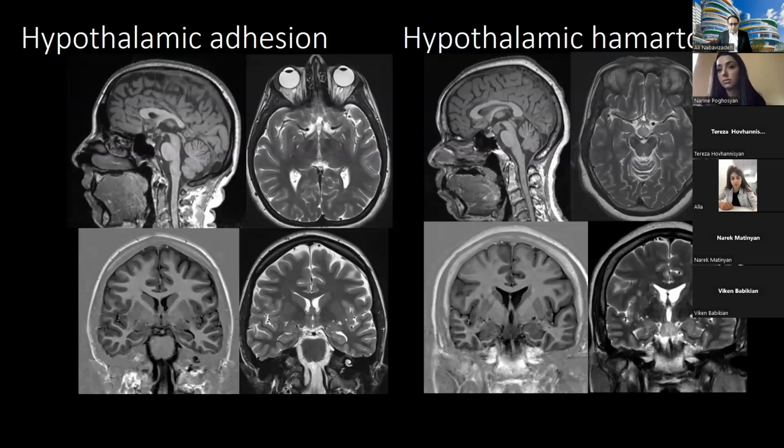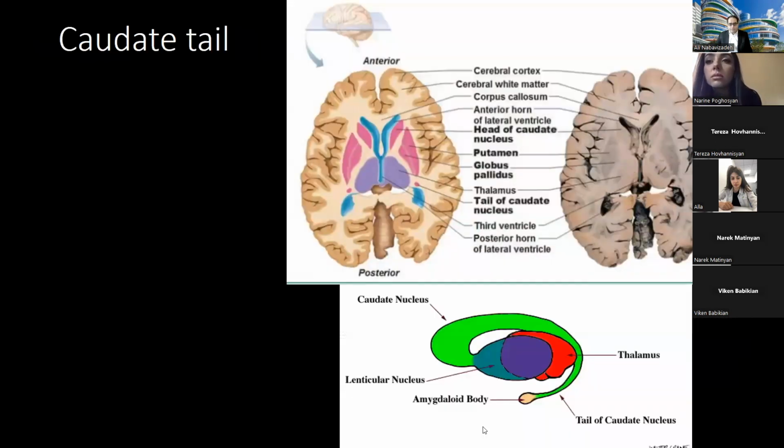So I'll show you a few more examples. This is again a hypothalamic adhesion here. When you look at the axial, it is clear that we're not dealing with a mass. This is just an adhesion. This is a hamartoma, which looks like a hamartoma on sagittal. And when you look at other planes, you can see that this is a true mass and very different from an adhesion, which is just a band connecting the hypothalamic nuclei in the midline.